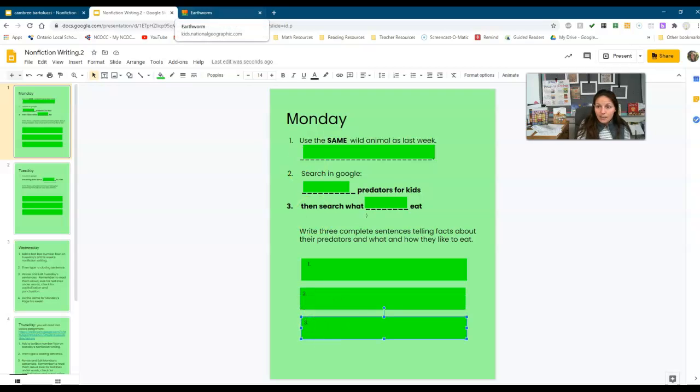And then the last thing that I'm actually recommending for you guys is to tell me whether your animal is a herbivore, only eats plants, an omnivore, eats plants and meat, or a carnivore, only eats meat. So hopefully that works okay for you.